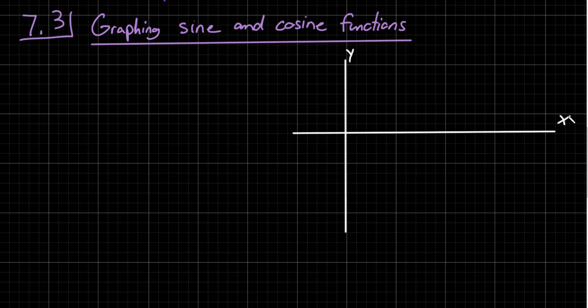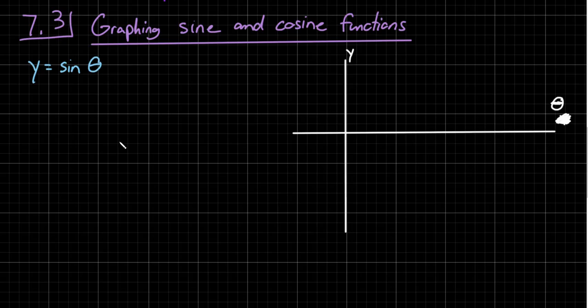Okay, this x is no longer x. It's actually going to be theta. So it's in radians. We're going in radians. Could also be degrees, but we're going to do radians. So let's start with sine. So y equals sine of theta.